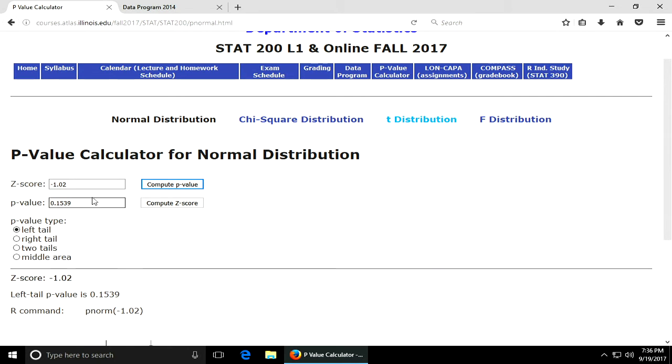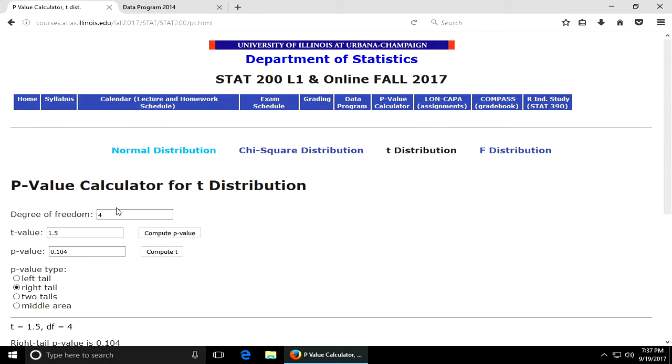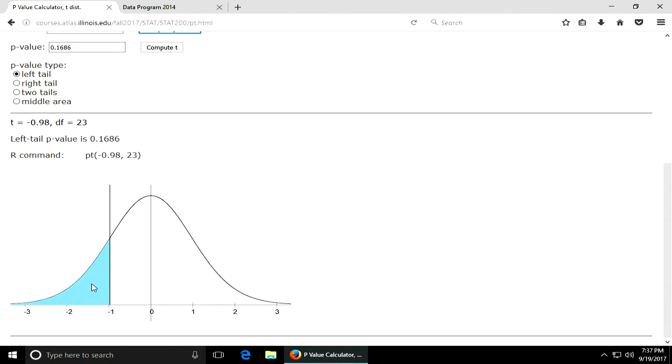But now let's compare it. Remember, we said we'd expect to get a bigger p-value with a t, because it's fatter in the tails. Now with the t, you have to put in the degrees of freedom. We have 23 degrees of freedom, and our t statistic is negative 0.98. We want the left-hand tail the same way, and we compute the p-value. And see, it's bigger, 16.86. You see that? 16.86.